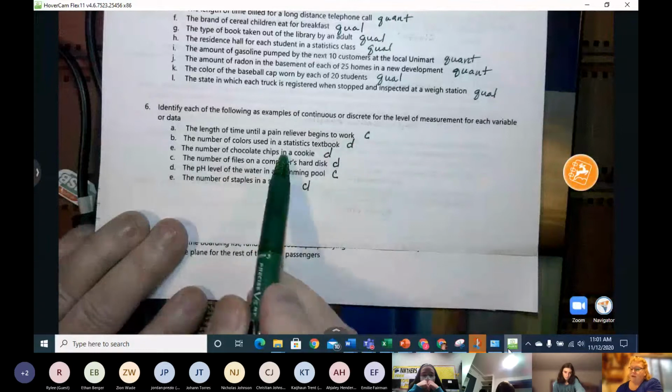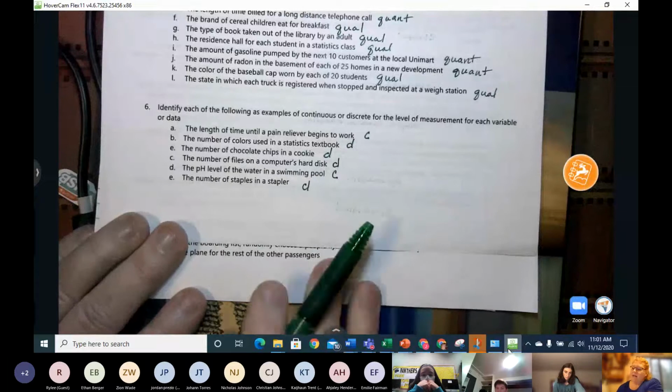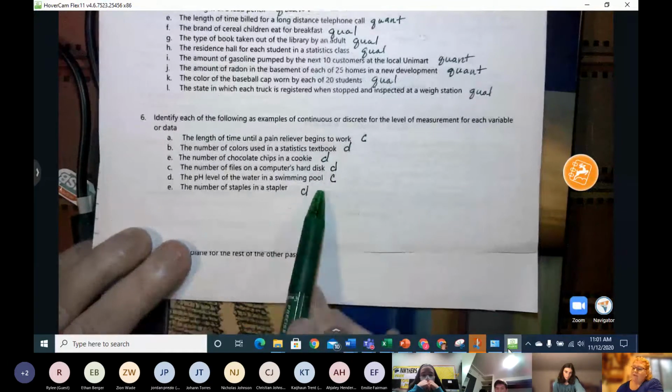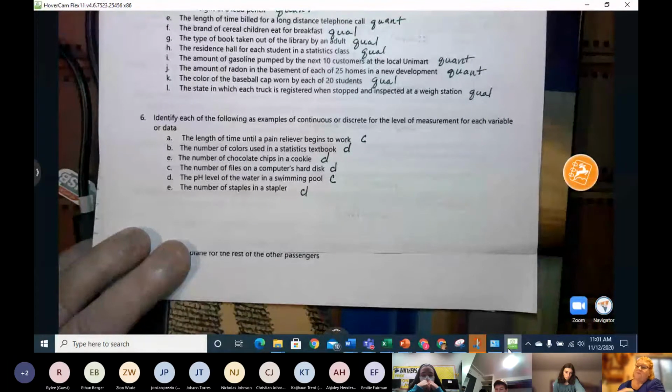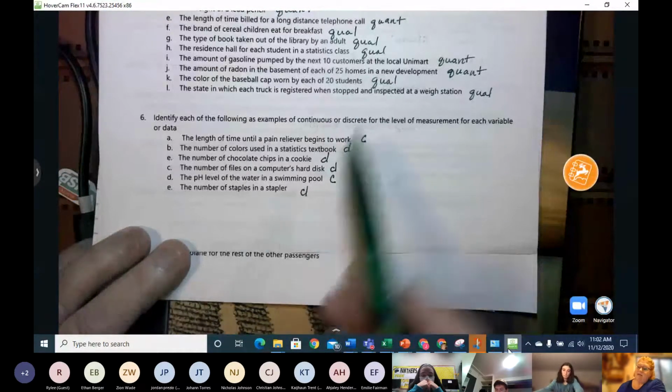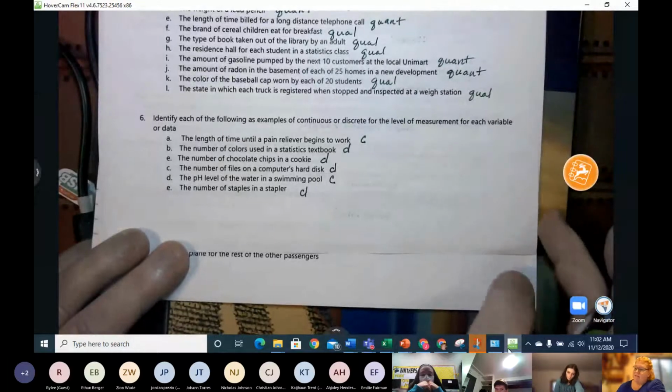The number of chocolate chips in a cookie is countable, so that is discrete. So all of that gives you an idea of how to apply those terms in specific situations. So that is the purpose of those practices, give you experience using that information in those particular situations. So you can see how that information is used.